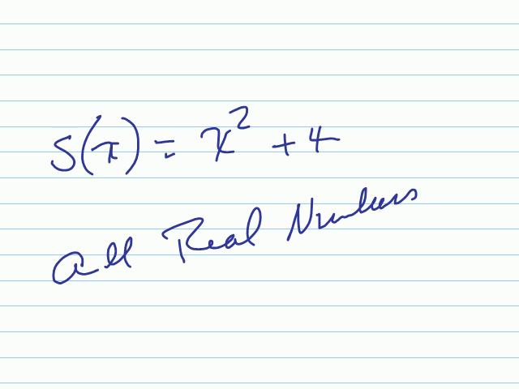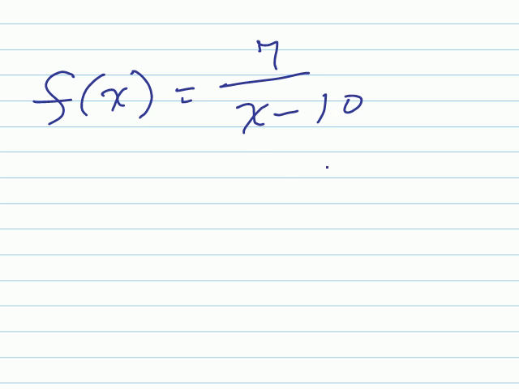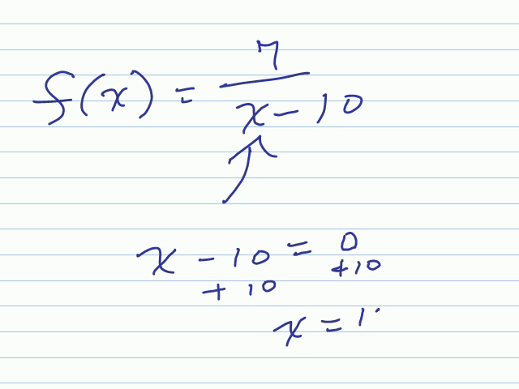Okay. Now another one, let's see. Let's go to another page. Let's say I had something like f of x equals 7 over x minus 10. Now, I do have a denominator here, and is there any way for it to be 0? Well, of course there is. So let's see what it would be. Add 10 to each side. And you can tell by looking at it. If x equals 10, I have an undefined element.